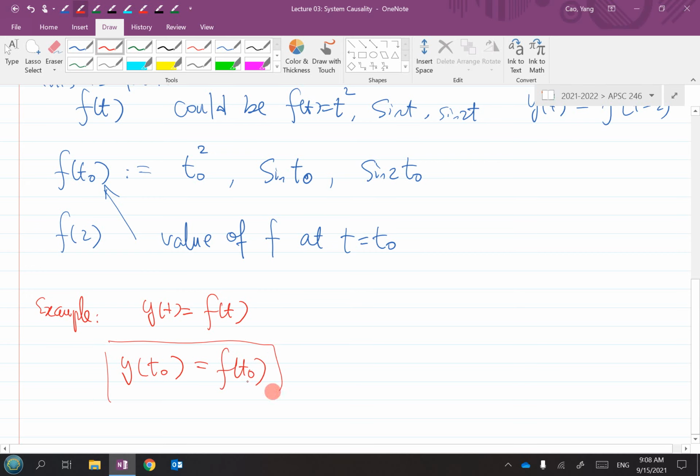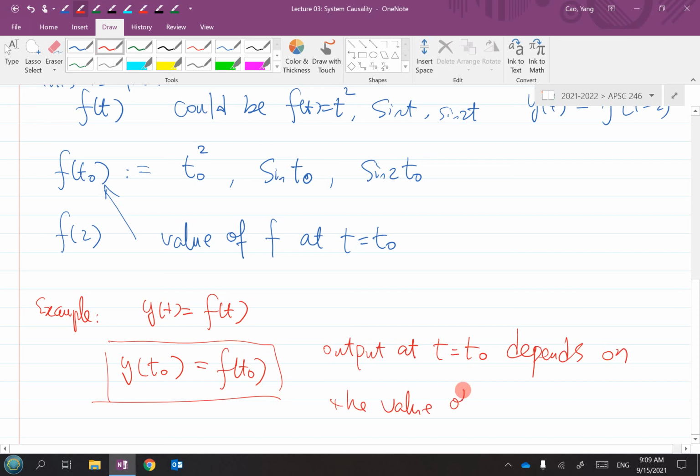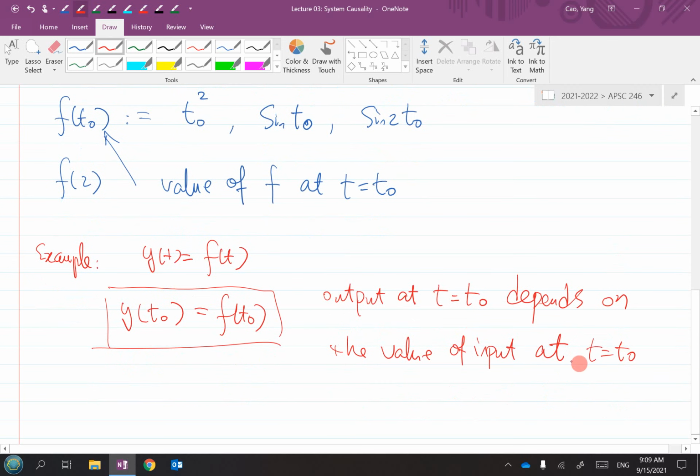So then you look at this expression here. If I had to describe it using simple words, this basically means the output at t equal to t naught depends on what? Depends on the value of the input at, according to the expression here, t equal to t naught. So that's what this expression tells us. And it actually only depends on the value at t equal to t naught.